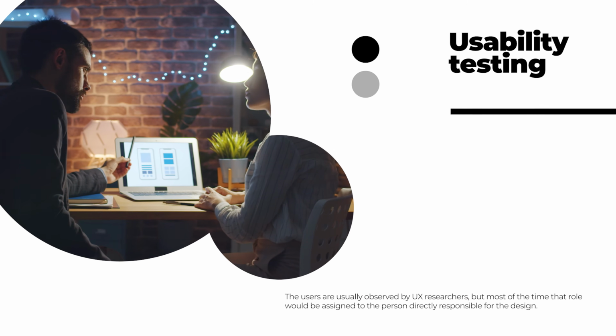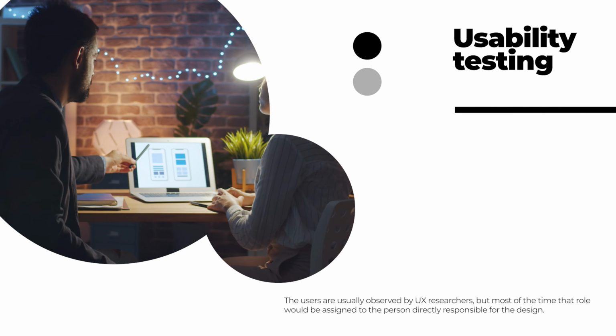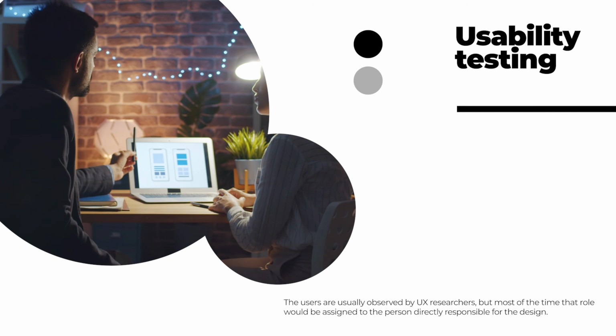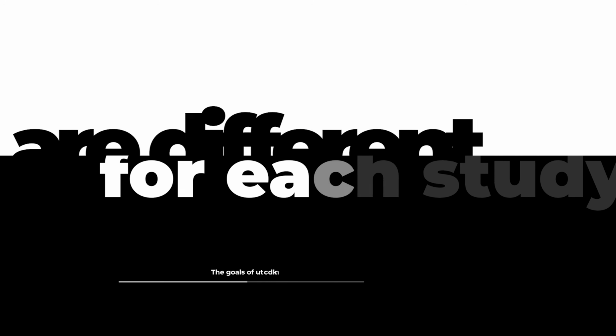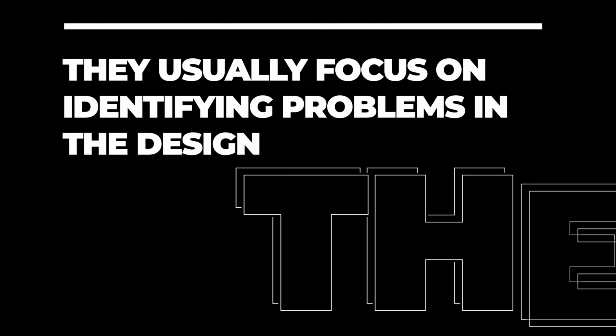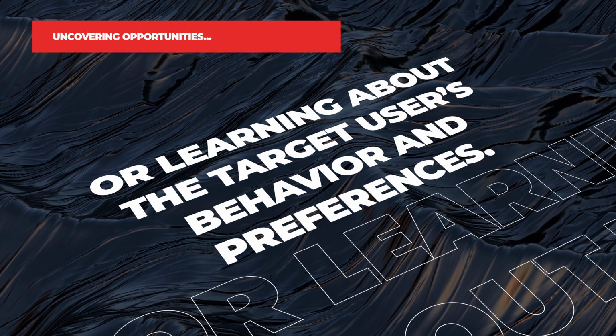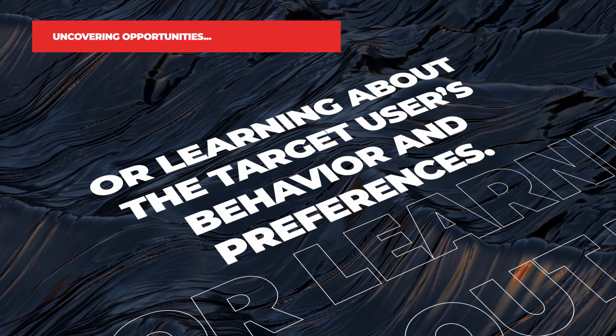Usability testing is a method of testing the functionality of a website, app, or other digital product by observing real users as they attempt to complete tasks through it. The users are usually observed by UX researchers, but most of the time that role would be assigned to the person directly responsible for the design, aka you. The goals of usability testing are different for each study, but they usually focus on identifying problems in design, uncovering opportunities, or learning about the target user's behavior and preferences.